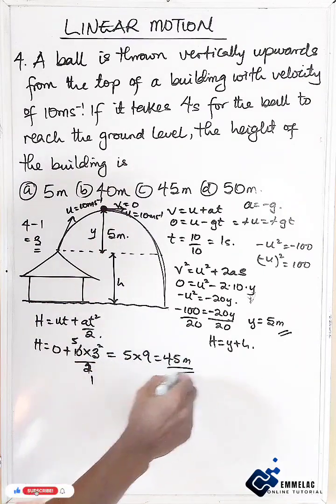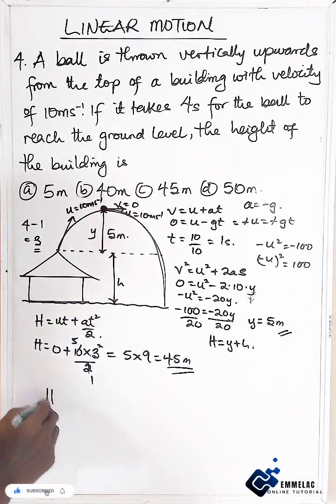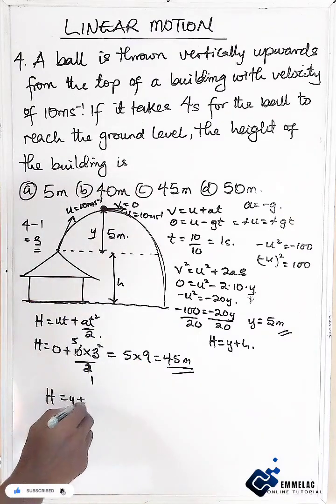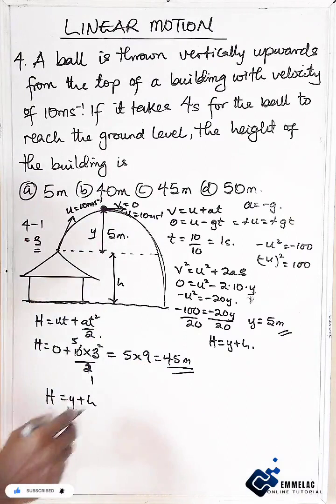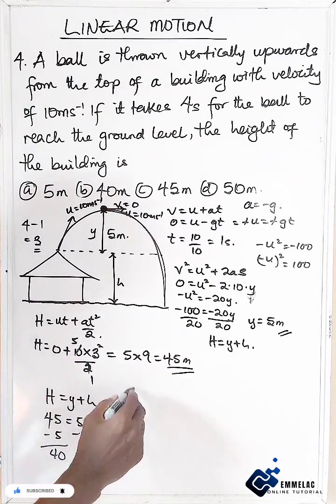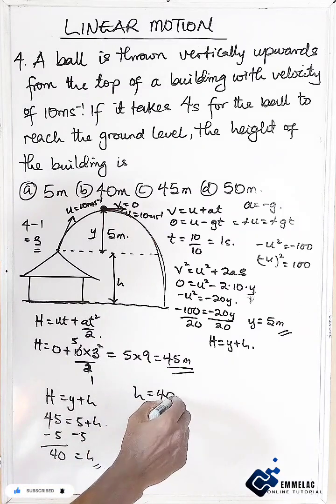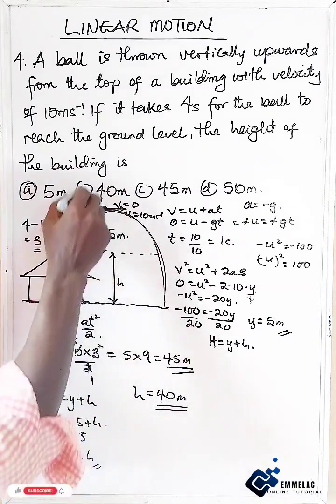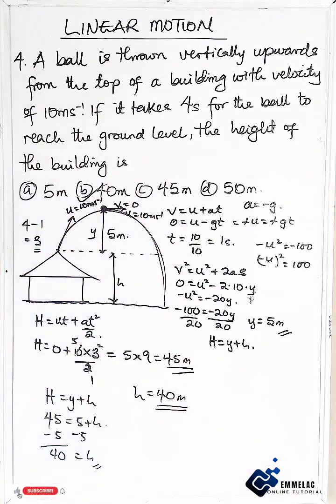45 meters. Now capital H equals to y plus small h, so here we have that 45 equals 5 plus small h. So here you have subtracting 5 from both sides, so we end up having 40 then equals what? h. So our h here is what? 40 meters. So B is the final answer. Alright, thank you.